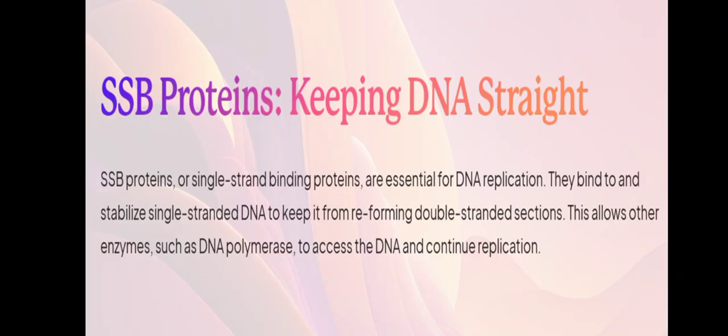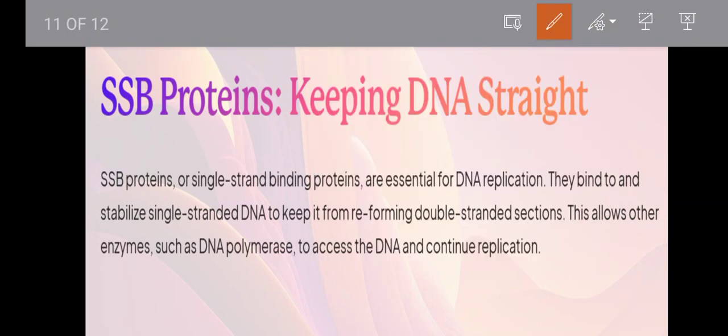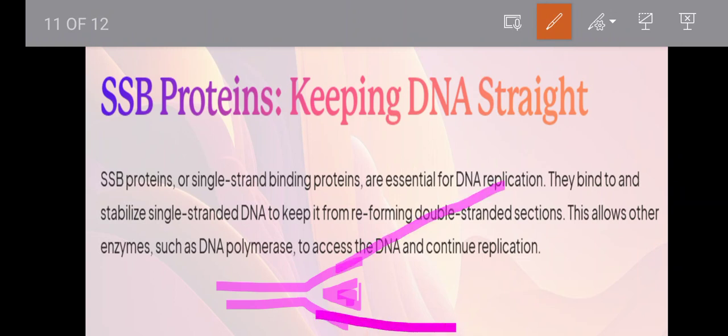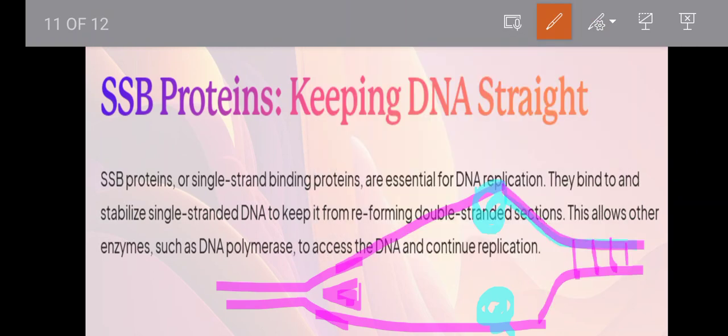Now the SSB proteins keep the DNA straight. We know that the double-stranded DNA is opened with the help of an enzyme called helicase, and this DNA remains separated with the help of the SSB protein. We know that the strands would particularly have a tendency to form as if they were double-stranded again. So the helix activity would be wasted. To avoid that, SSB proteins help in keeping the strands separated throughout.